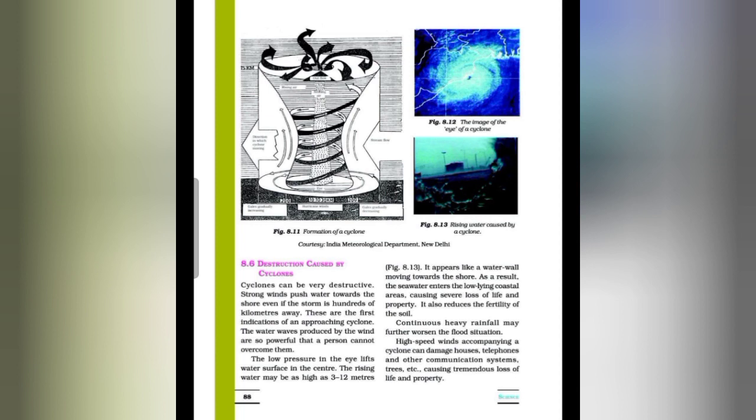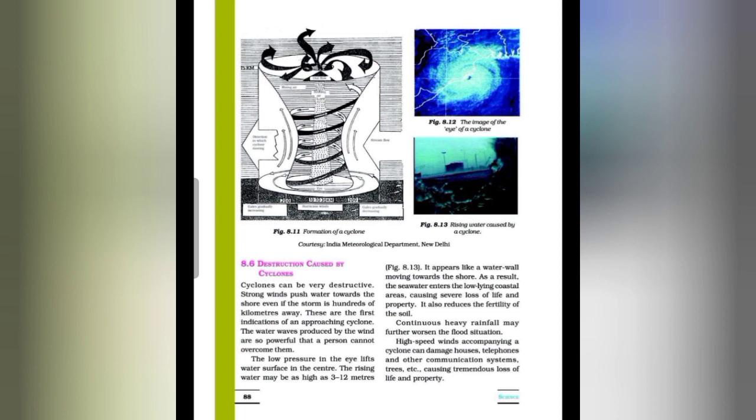High speed winds accompanying a cyclone can damage houses, telephone and other communication systems, trees, etc., causing tremendous loss of life and property. So students, we can say that a cyclone is very destructive. It can cause many disastrous situations, like damaging houses, telephones and communication systems also. So because of cyclones there is a tremendous loss of life and property, so we have to take some precautions.